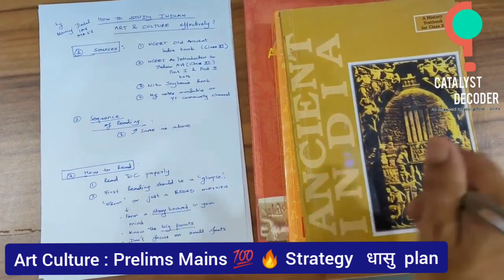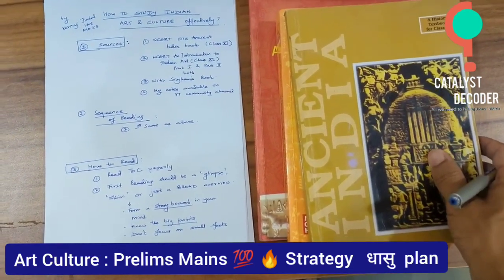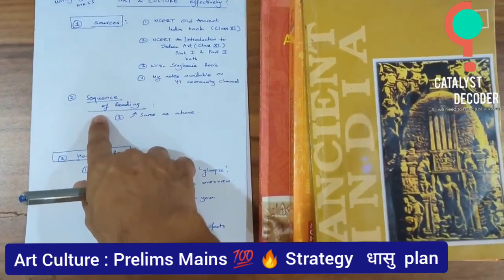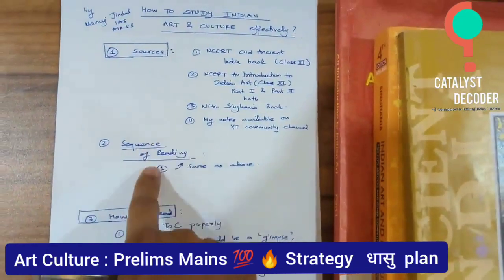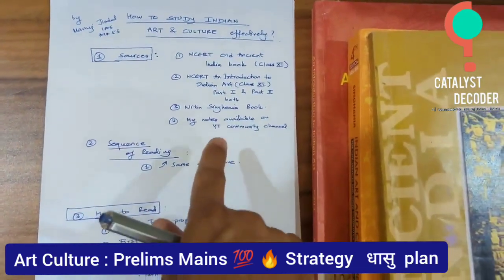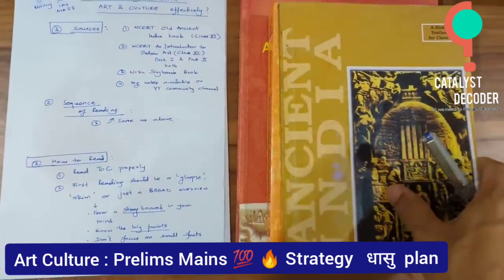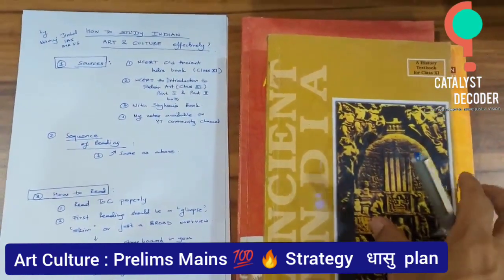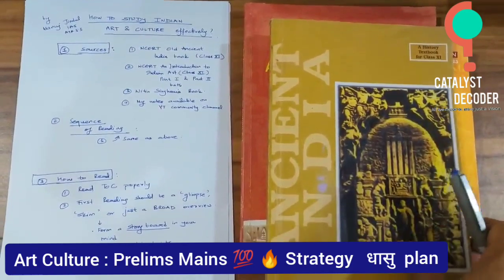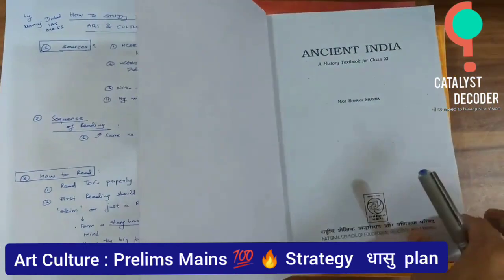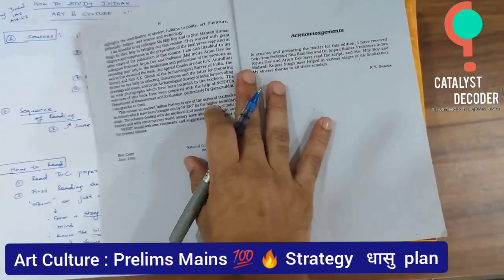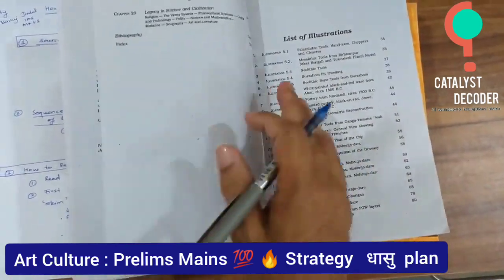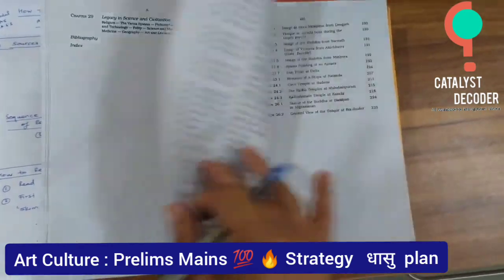All right. So first of all, let's discuss the sources, and I will discuss the sources in the sequence in which you should read them. First of all, you should read the Ancient India book, the old Ancient India book of class 11th. This is available on Amazon also. This used to be published by NCERT. It does not get published anymore because the new history books have come.